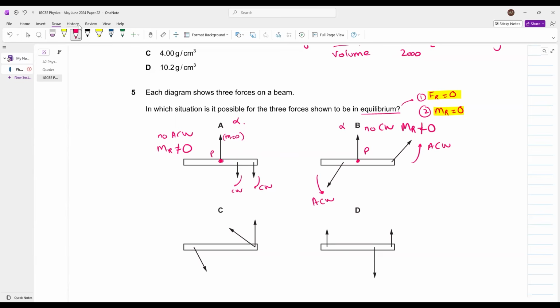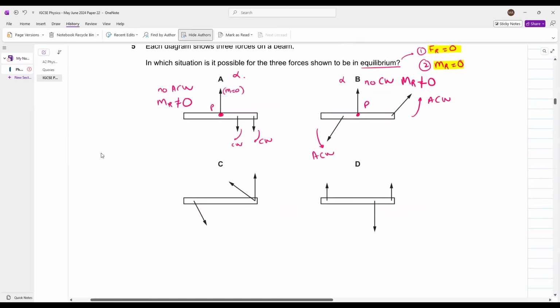B is also not your option. Now let's look at C. In C, let's take this as your pivot. Can you realize there is only one force which will turn you in the anti-clockwise direction? There are no clockwise moments. Cancel C also.